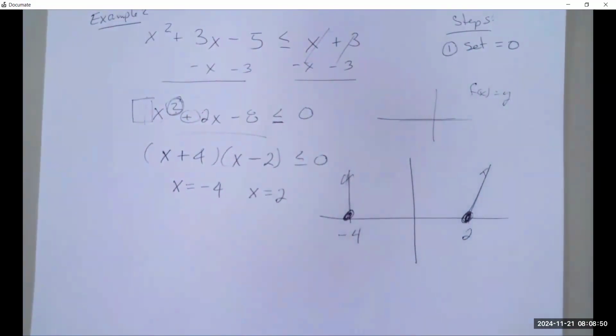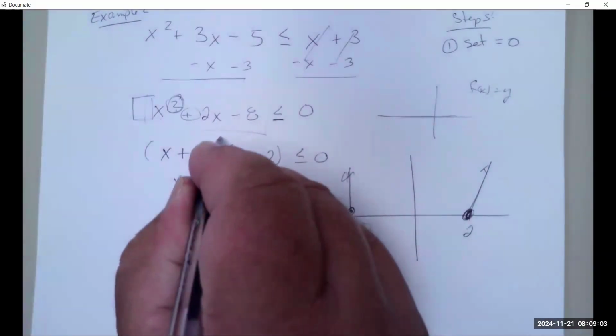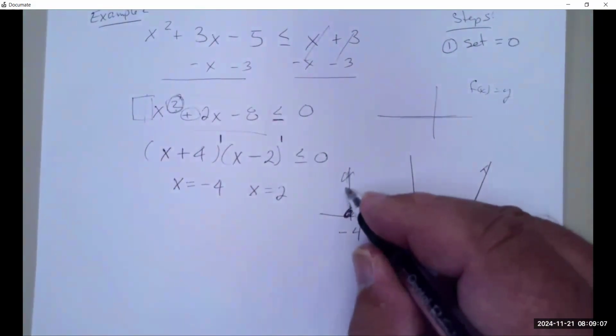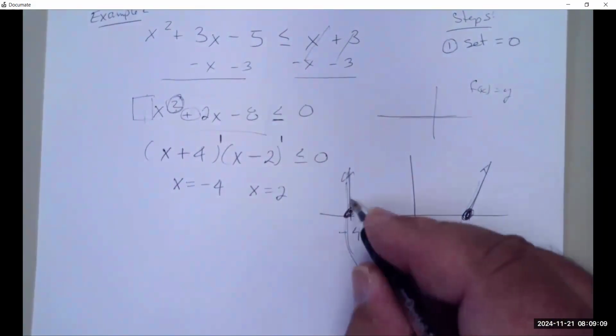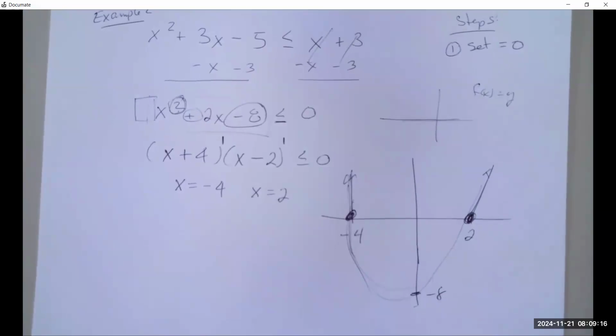Does it cross or bounce at the x-intercept? Why? Because the multiplicities of these factors are odd. So because of that, we know it's going to cross. And our y-intercept is -8. That's a good hint.